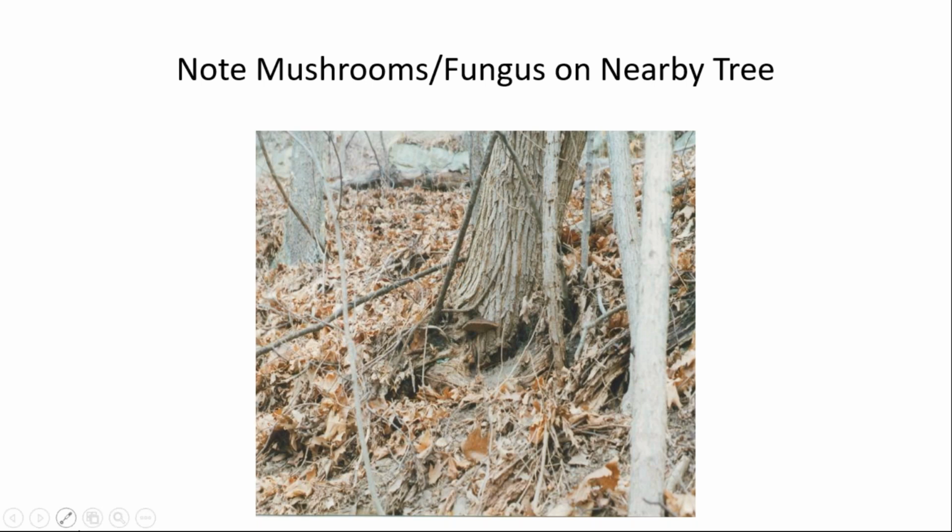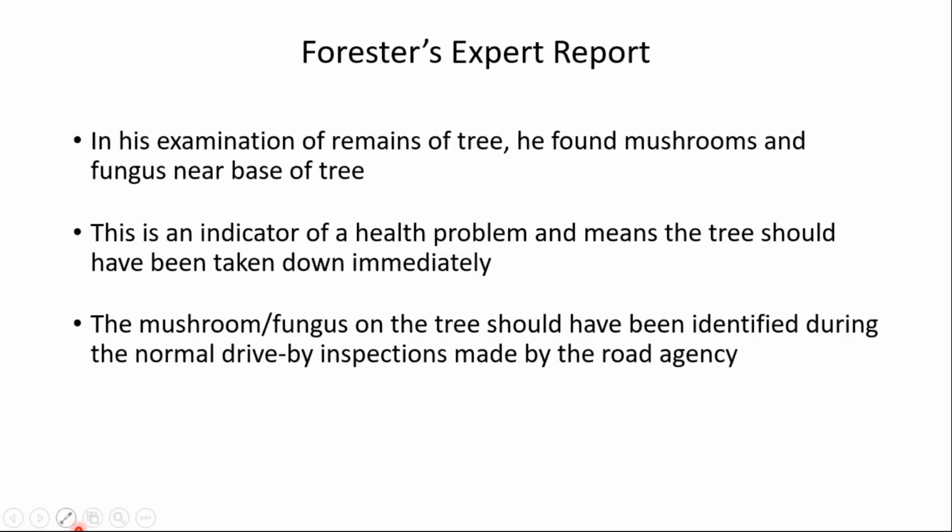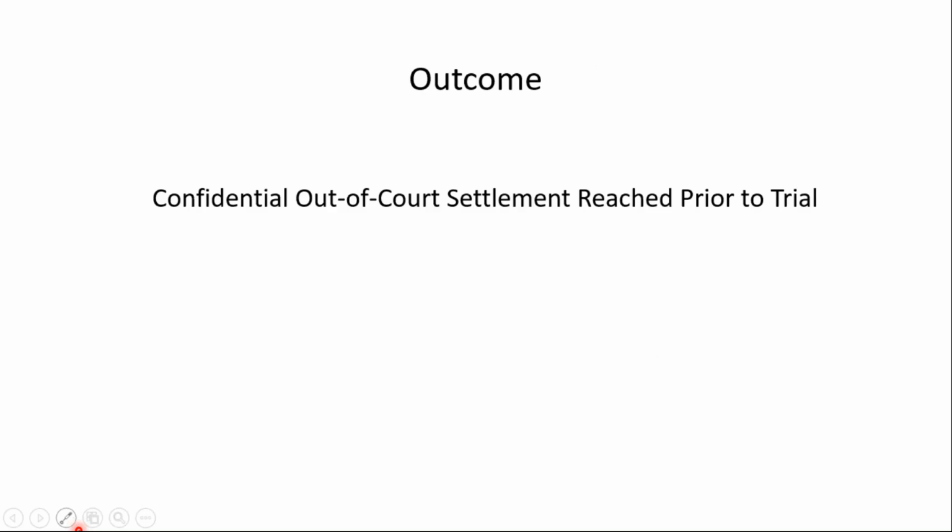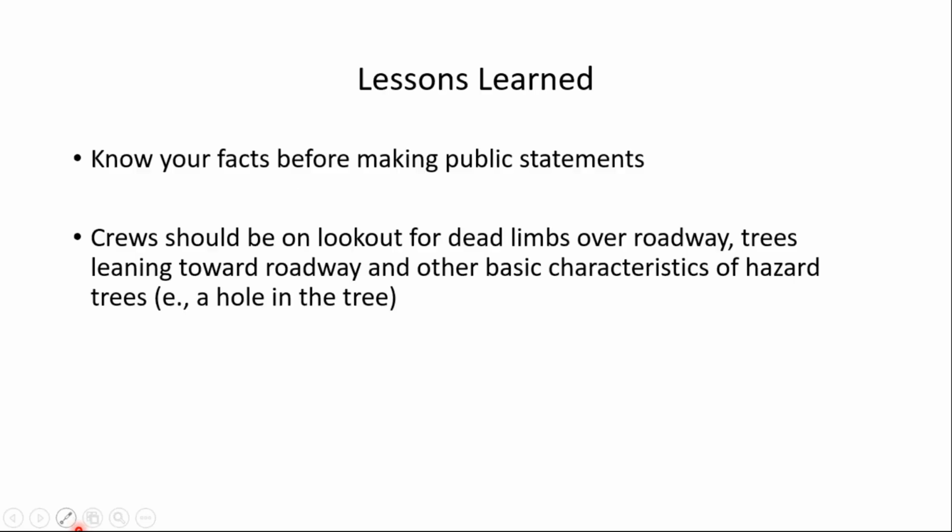And I think maybe the plaintiff realized they had some weaknesses, that it might be hard to sell that theory to a jury. And so it's probably not surprising that a confidential out-of-court settlement was reached just prior to trial. But what lessons can we learn from this? Number one, as I mentioned, I would say know your facts before you make public statements.